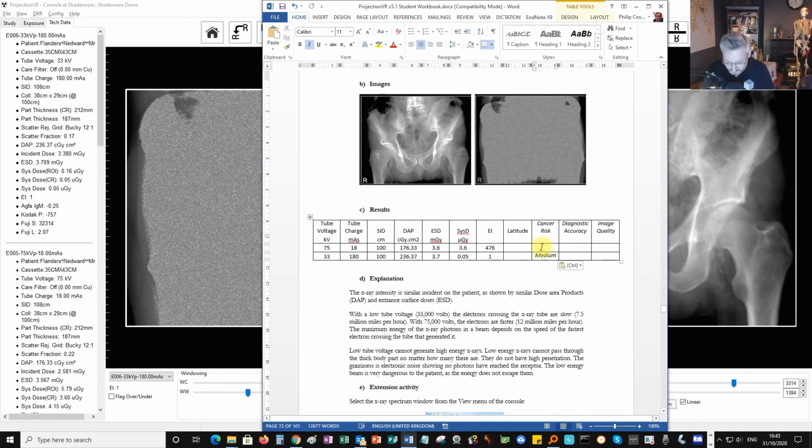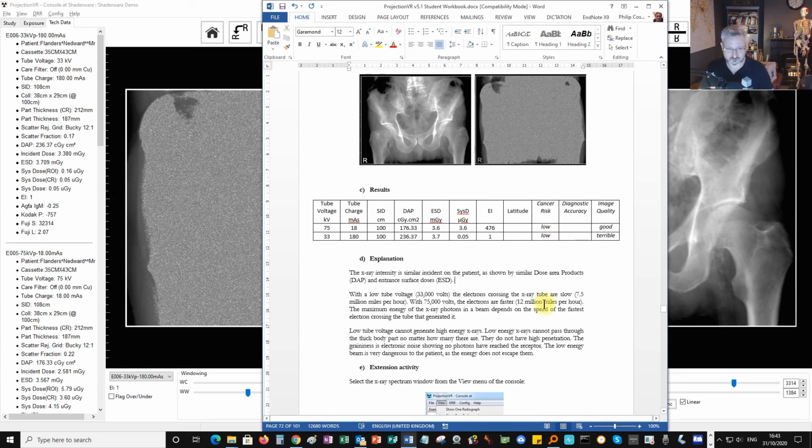But we're going to call this low. Actually, we'll call it low because it's still only 3.6 milligray. But the diagnostic accuracy, or the image quality, is good for the 75 kV beam, but it's terrible for the 33 kV beam. So it doesn't matter how much we change the tube charge, because none of the photons are going to have the energy to get through the patient. It will never give a good image.